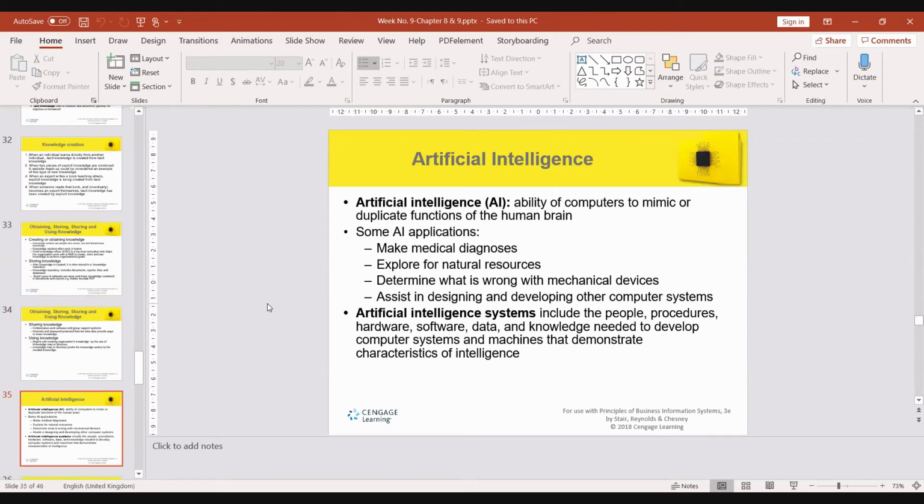Next, we have artificial intelligence, the ability of computers to mimic or duplicate functions of humans. We know that making the machine intelligent like a human is called artificial intelligence.